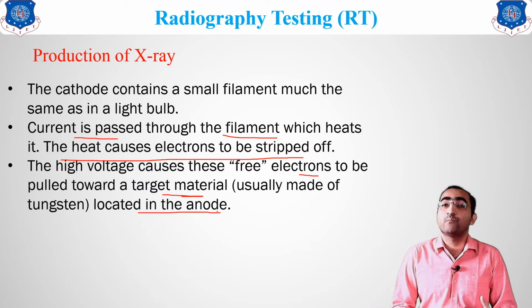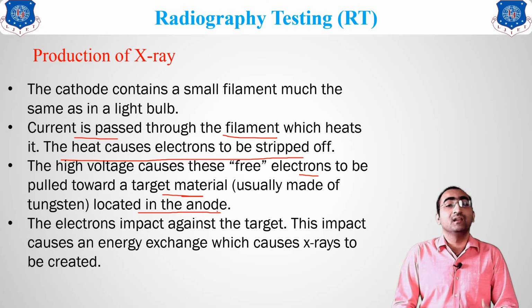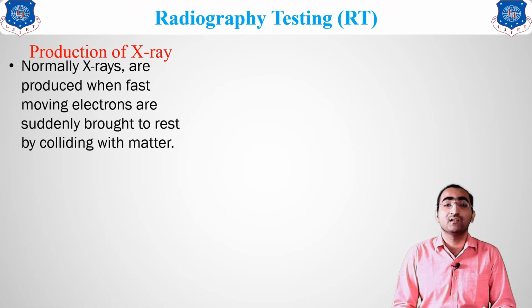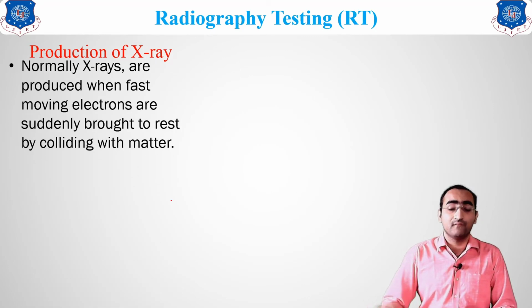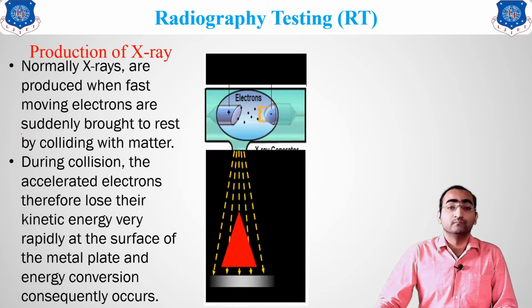Your anode will be the positive terminal, that's why your negative electrons will move towards the anode, that means your target. The electrons impact against the target, and this causes the kinetic energy to suddenly come to zero. So whatever energy is inside the electrons is suddenly stopped. So that energy is converted into radiations. You can see over here in the figure. So normally the X-rays are produced when fast moving electrons are stopped.